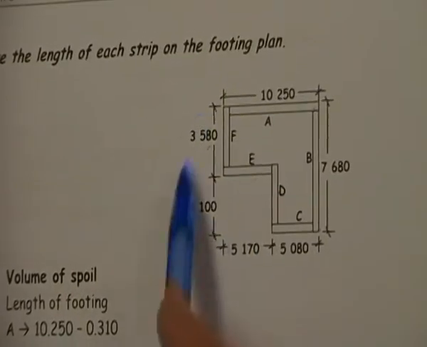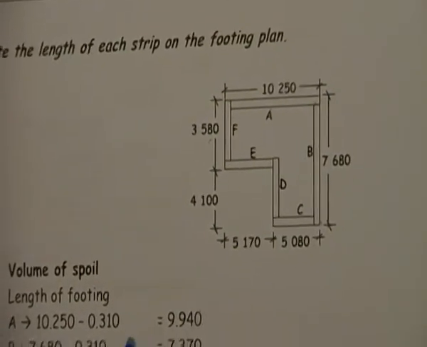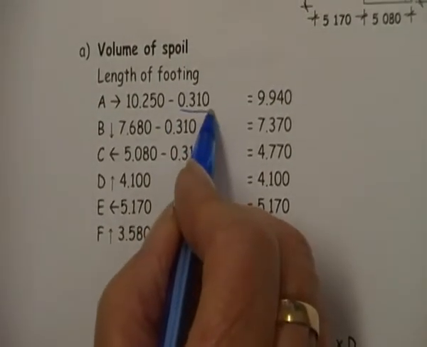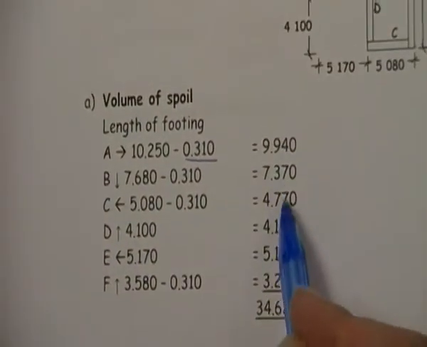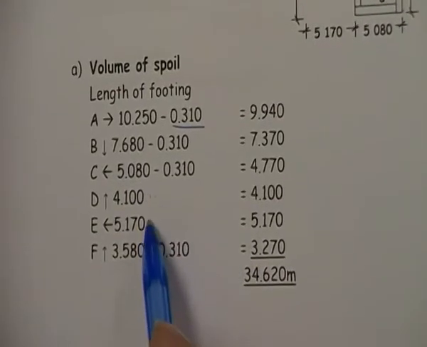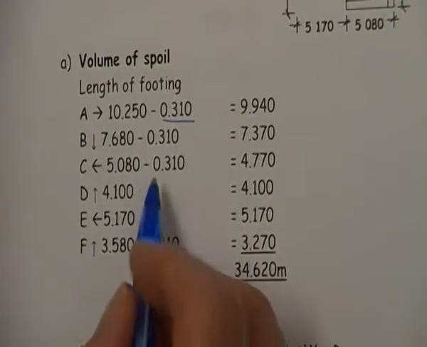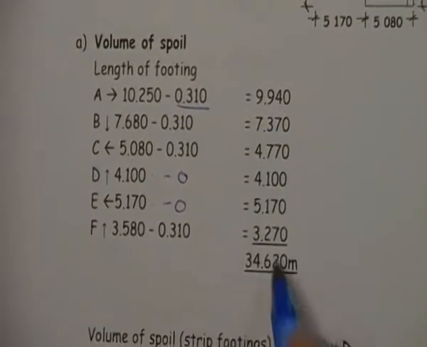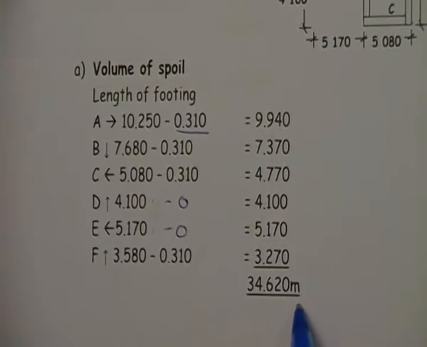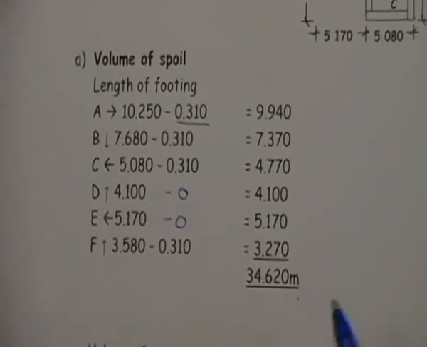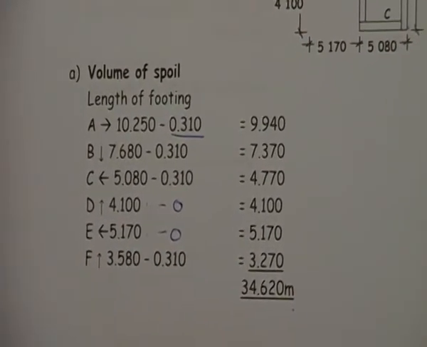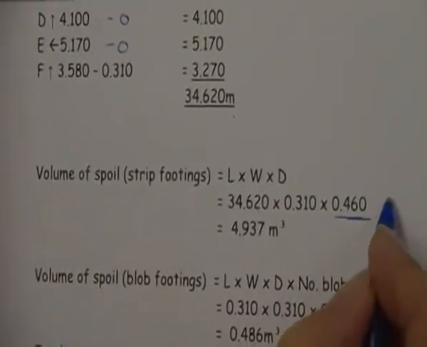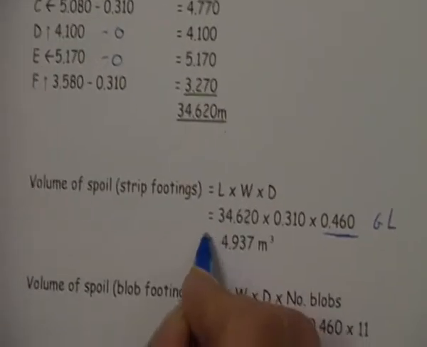So now, once we've got our new footing plan, we can do our intos and overs, and we're minusing the width of the footing. Now we're going down, and when we look here on D and E, we're not taking anything off. I tend to just put a 0 there, and we work out our length of our footing. Then we do our normal volume, length times the width of the footing times the depth, that's from ground level down. We get our normal volume.